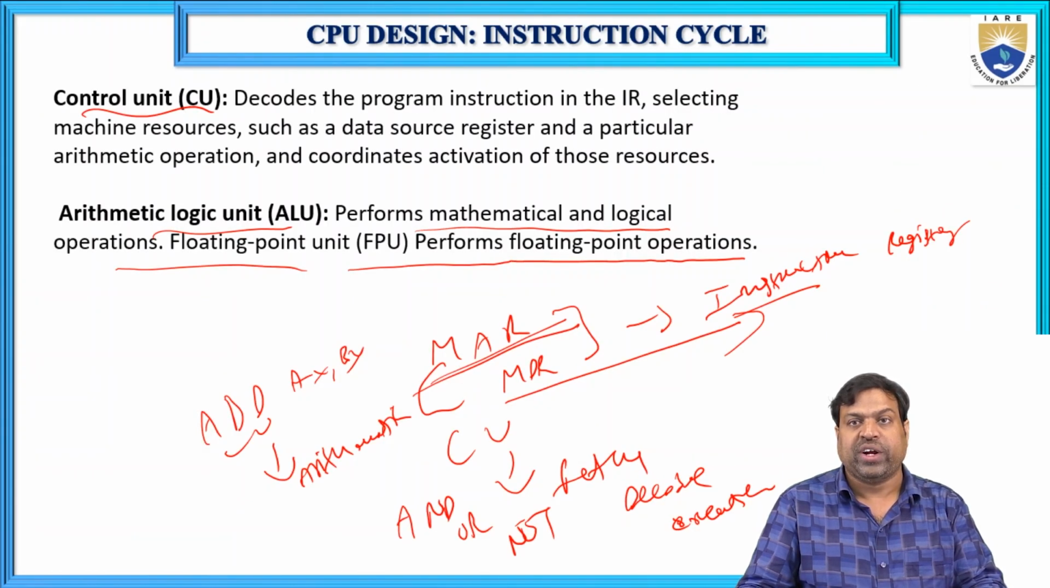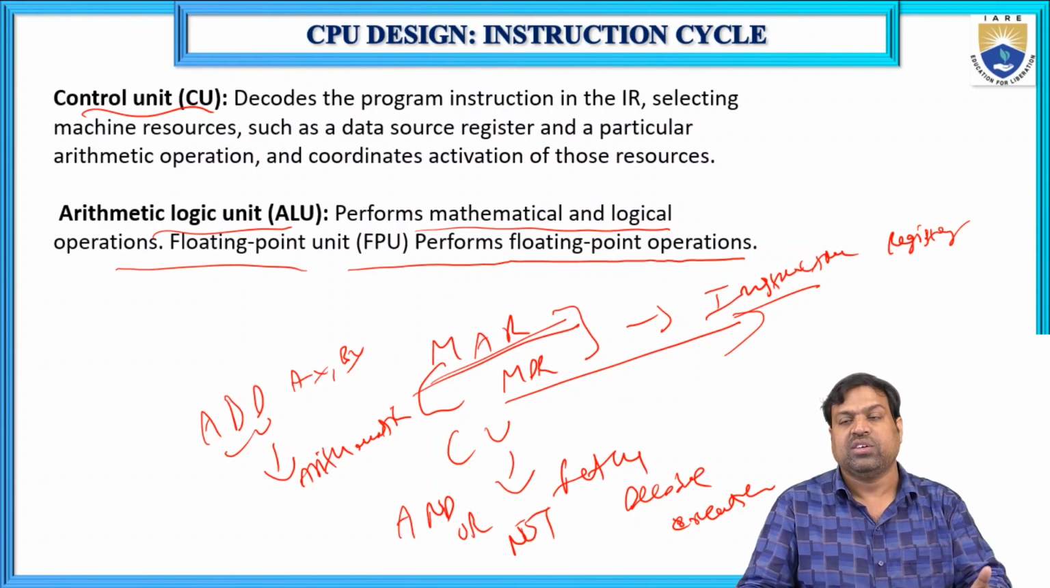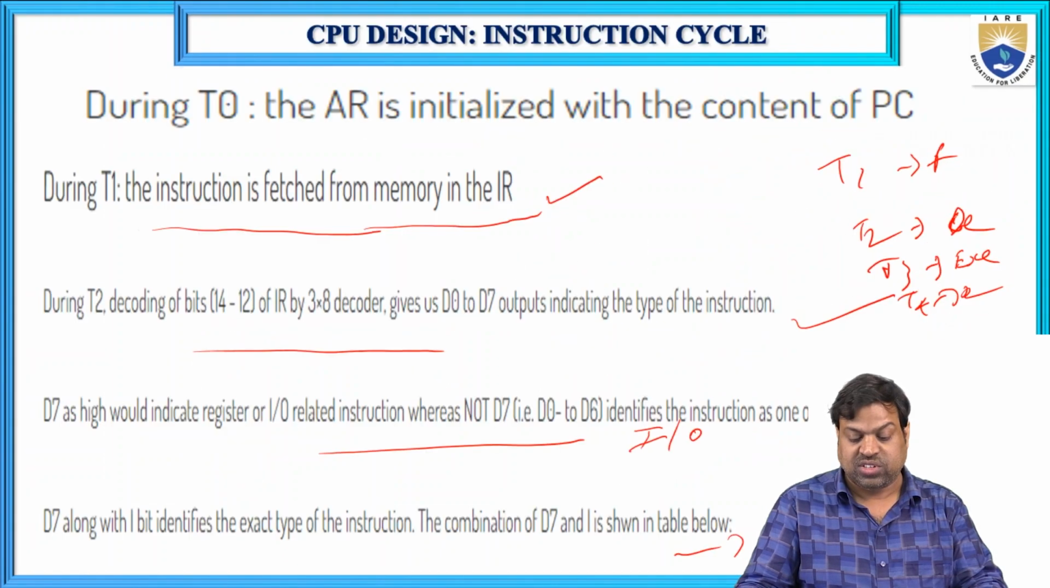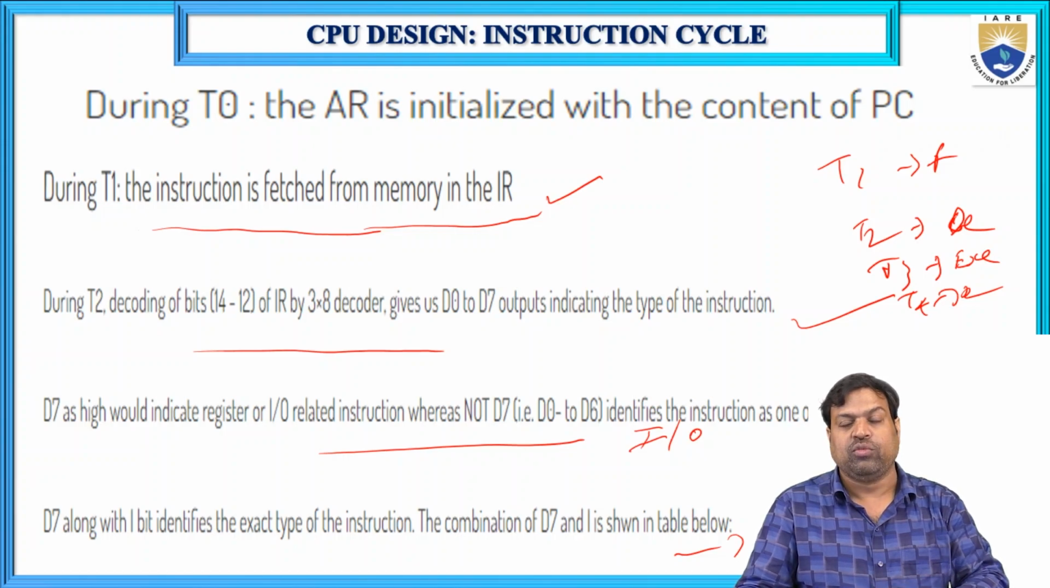And the control unit deals with the memory address register, the memory data register and the instruction register. The arithmetic logic unit performs arithmetic operations and logical operations of the instructions. This is a flowchart of the instruction cycle showing the arithmetic logic unit, instruction register, program counter and all those things. Now about the time duration: in the first time pulse T1 it is fetching, in T2 decoding, and from T3 to T7 it goes for the memory address, fetching from memory and executing.